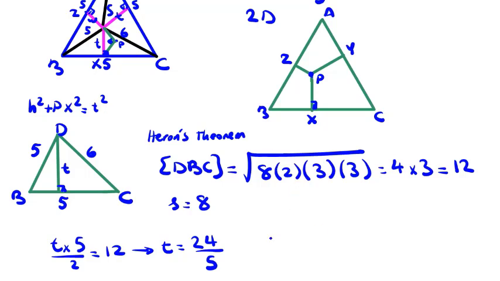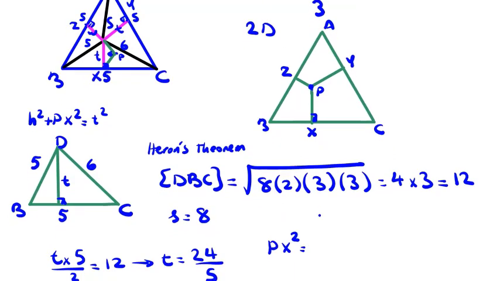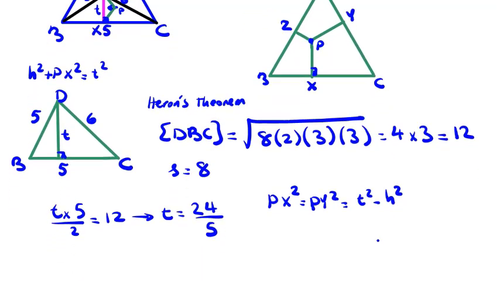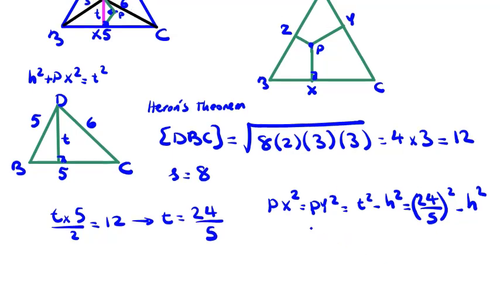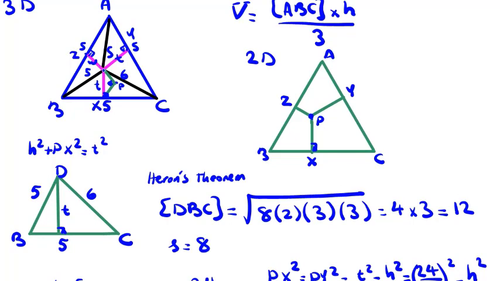Px squared we found. Also similarly we can say Py squared is the same because T is the same. Px squared equals Py squared equals T squared minus h squared, and it will be 24 over 5 squared minus h squared. And we found Px and Py. Now we want to find Pz.